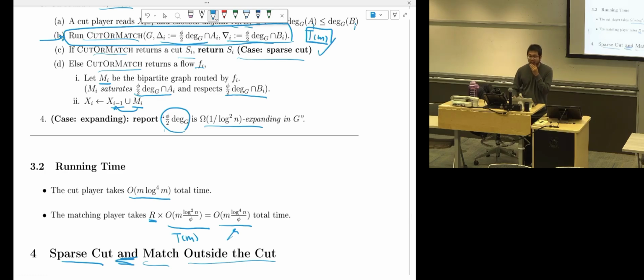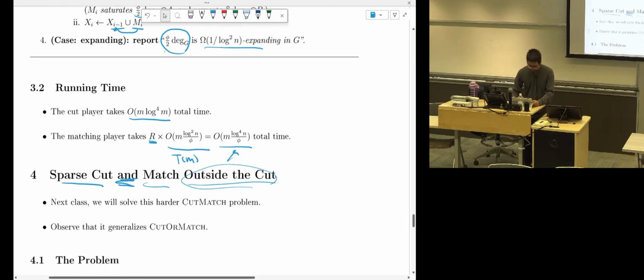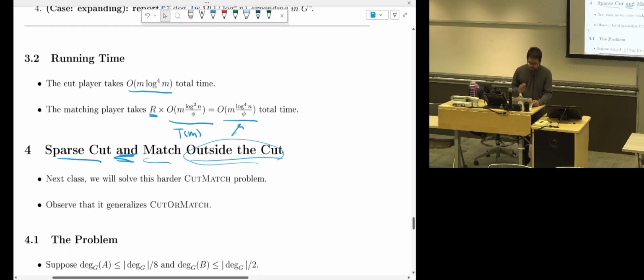Okay, so let's see what it is. So not just cut or mesh, it's cut and mesh, and also mesh outside the cut. We're going to solve this in the next class, though. But let's see why it's enough for balanced cut, like why it's good.